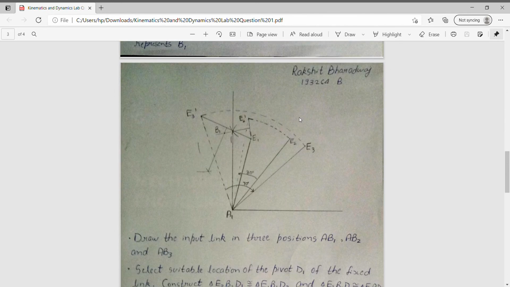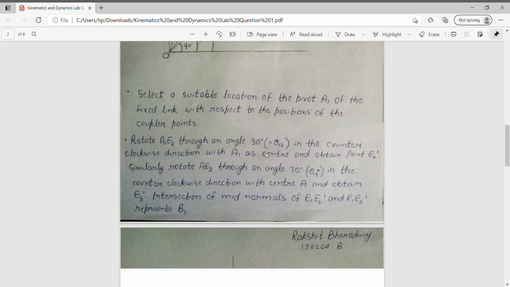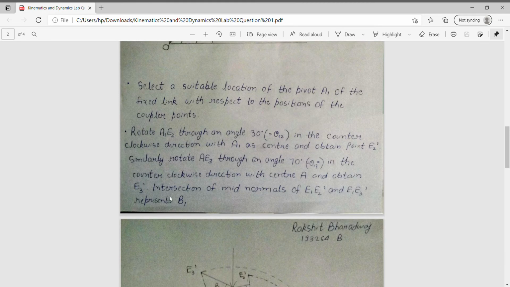Since we have chosen this as one position, E2 will be at this location when it moves by 30 degrees, and E3 will be at this location, E3 dash, when it moves by 70 degrees. Let's look at what should be done further.